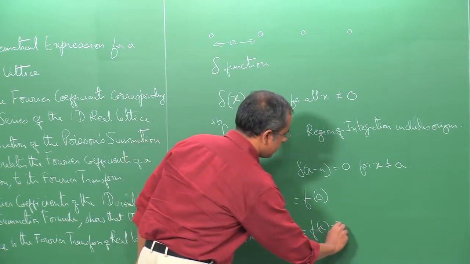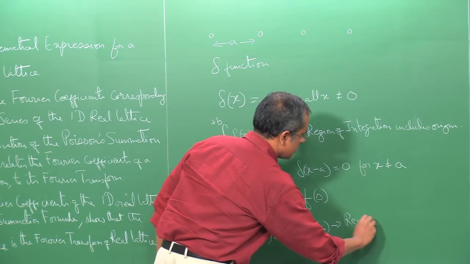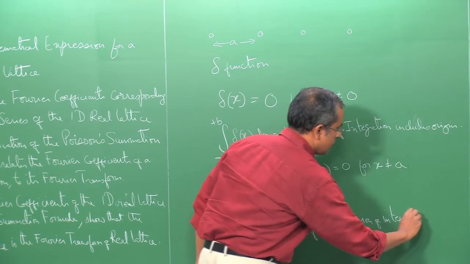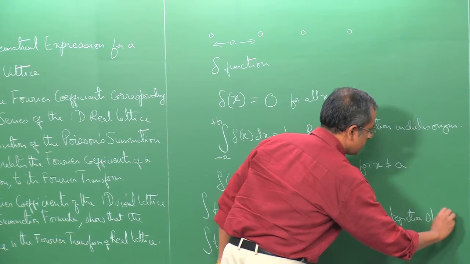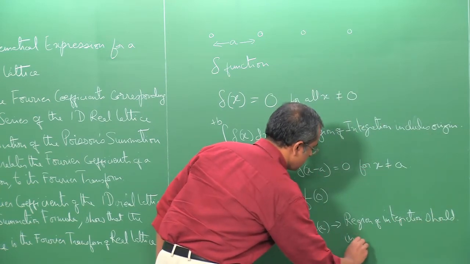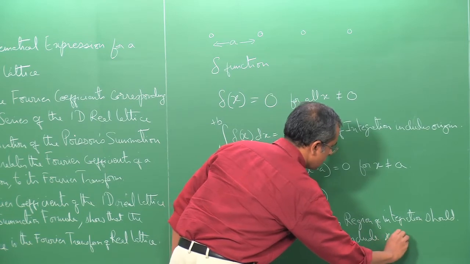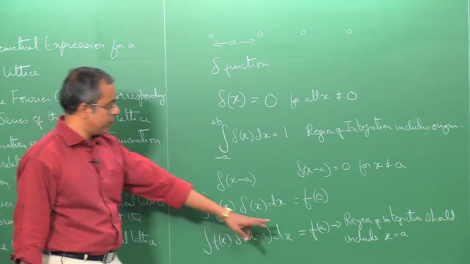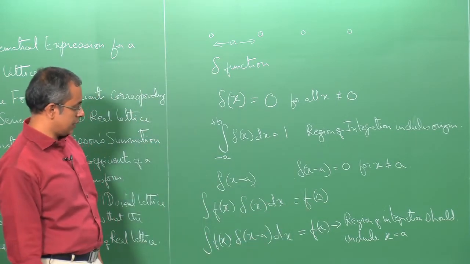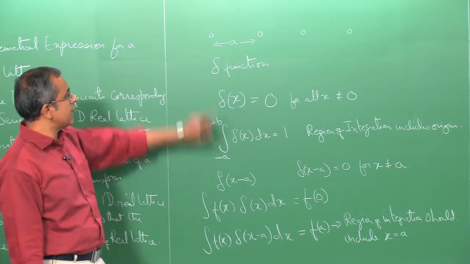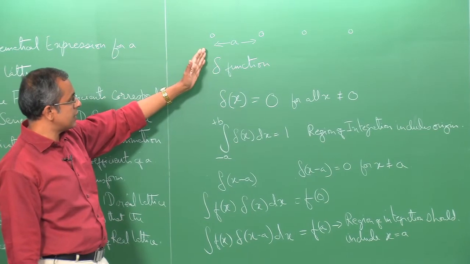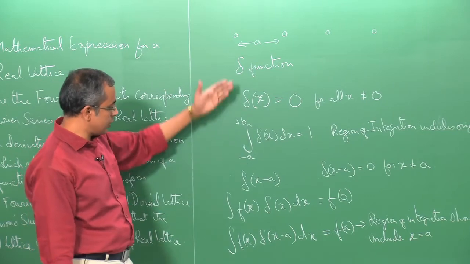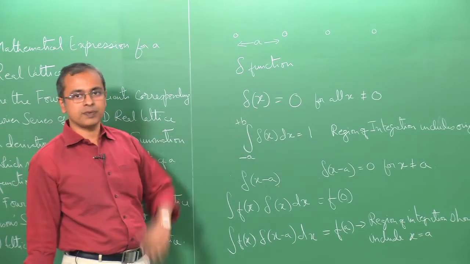So, region of integration should include x is equal to a. If you include x is equal to a, this will evaluate to f of a. Okay. So, this is the function. So, now we have some properties for this delta function. Not all of them are immediately necessary, I just wanted to put it down so that you know what the properties of the delta function are, because we are going to use some of these properties.